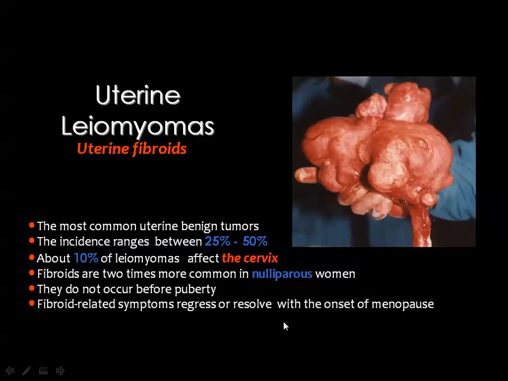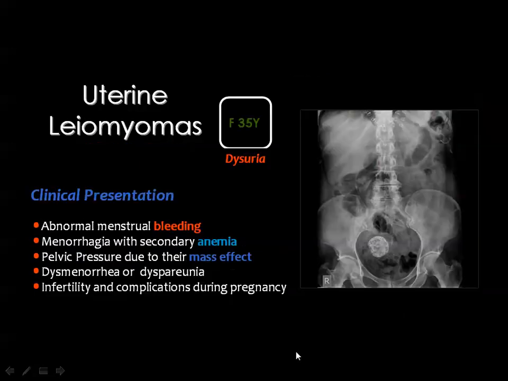Uterine fibroids are the most common benign lesion affecting the uterus, and the incidence range is between 25 and 50%. 10% of leiomyomas can affect the cervix, and it is more common in nulliparous women. This tumor is well known to all of us by its characteristic radiologic and imaging criteria.